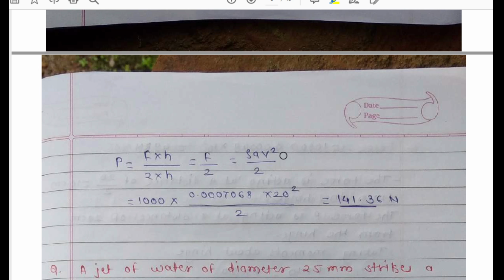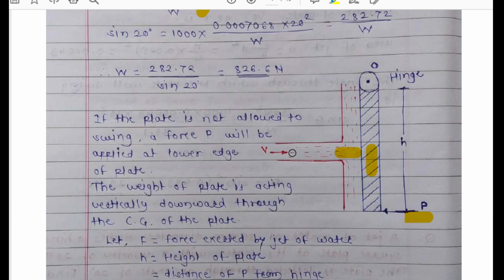Now here I have written rho A V square. Why have I written rho A V square here? Because this jet is striking the vertical stationary plate. So the value of F will be rho A V square, that is the force exerted by jet on a stationary vertical plate.